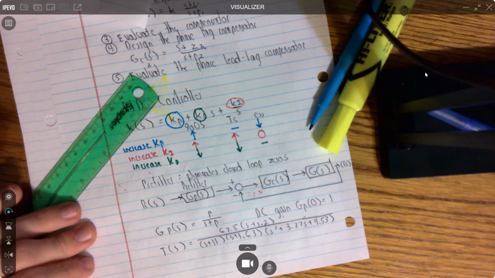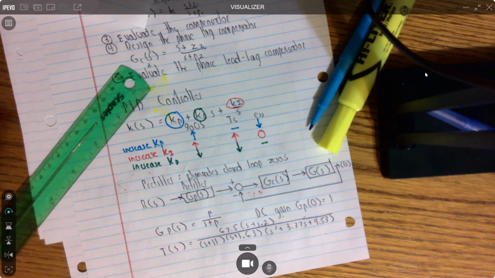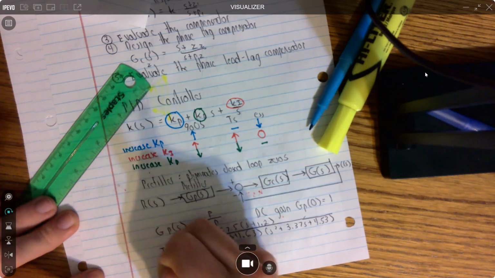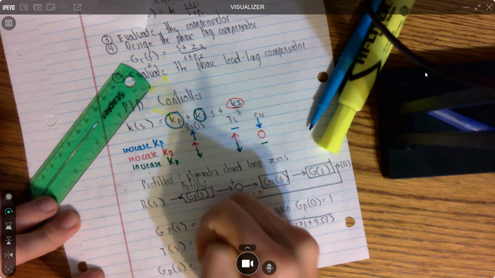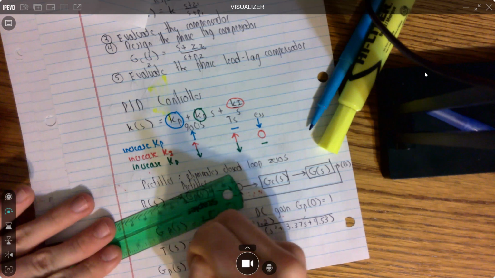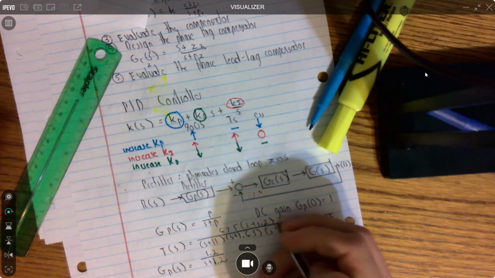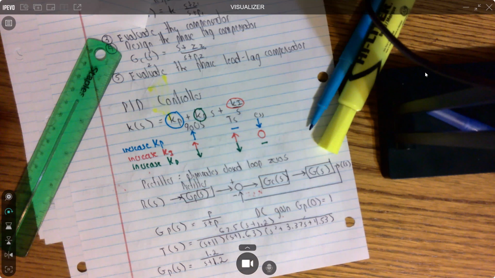And so this pre-filter, if we choose our pre-filter to be GP of S equal to, if we want to cancel the 0 here, it would be 1.2 all over S plus 1.2. So the DC gain would be 1, and we'd eliminate that 0, so we'd have a pole zero cancellation. And so that will give you a better transient response, what you're going to see. So that means less percentage overshoot and a smaller settling time. And so that's how a pre-filter works. Just eliminate zeros to give you a better transient response. So if you ask about that, you know how to do it.